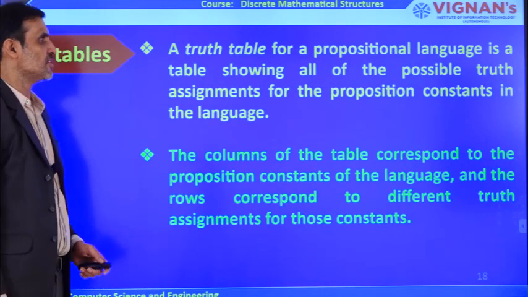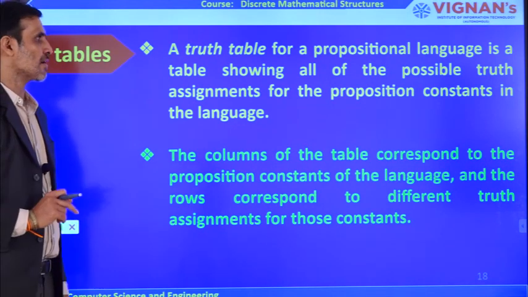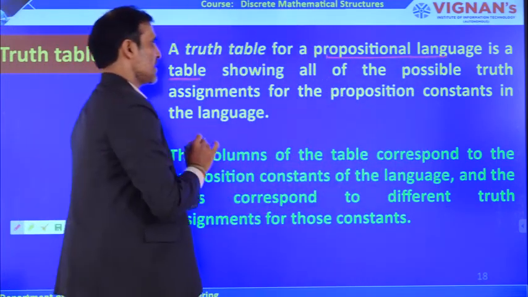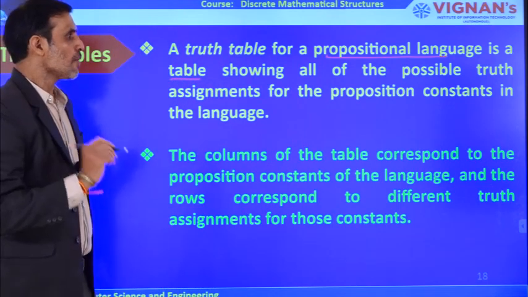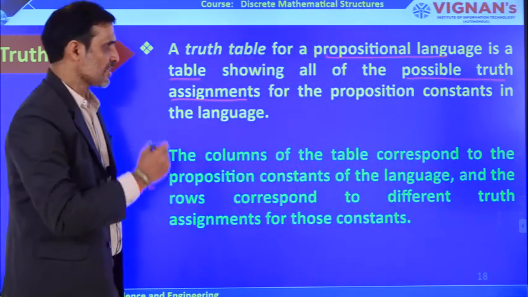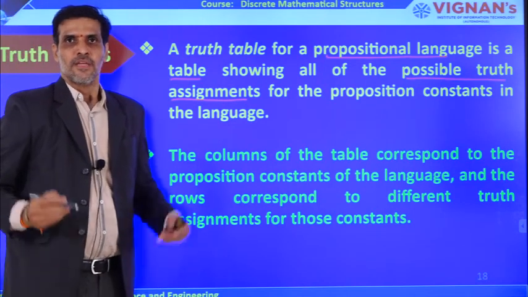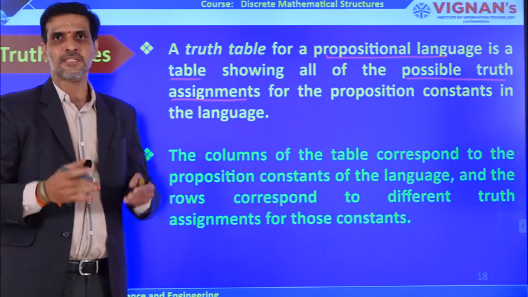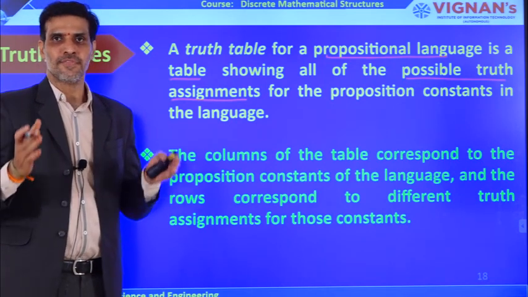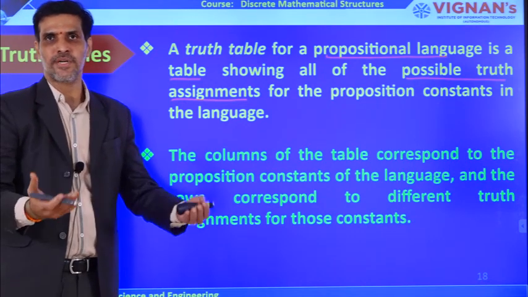Here is the definition of a truth table. A truth table for a propositional language is a table showing all possible truth assignments for the proposition constants in the language. If you combine two or more sentences by using a particular logical connectivity, to know the truth value of that compound sentence, we have to represent it by using a truth table.